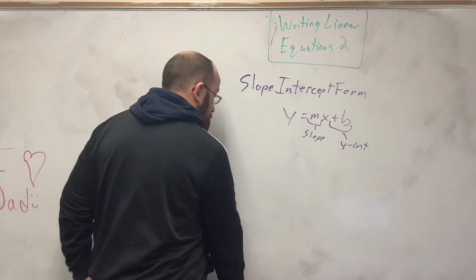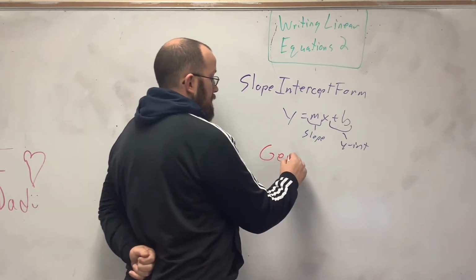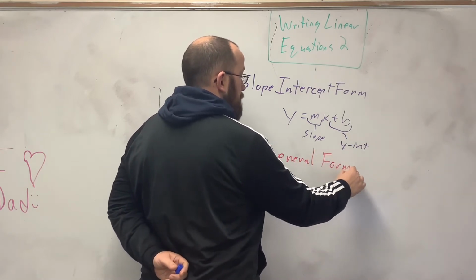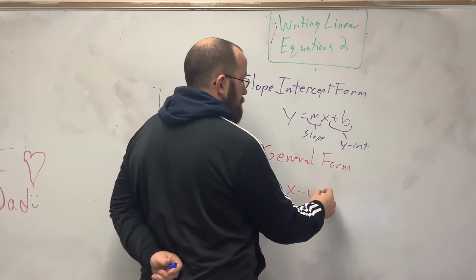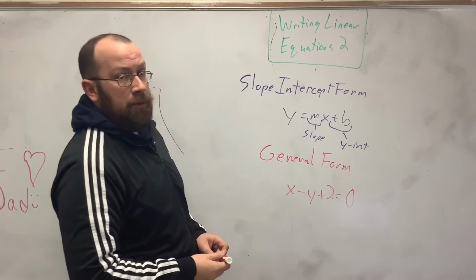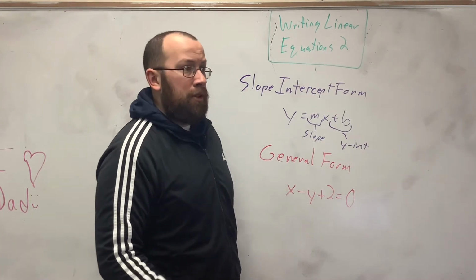The other one is the general form, which I don't like at all, but I've got to show you. Something like x minus y plus 2 equals 0. Everything's just on one side. I do not like this form whatsoever, but I will show you how to get it.